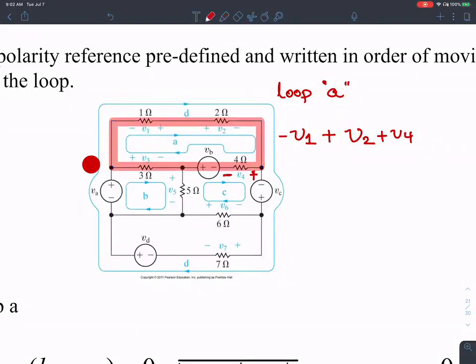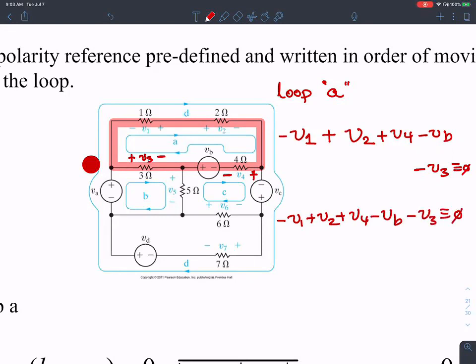What's the next element? The next element is a voltage source with the negative and positive sign. The negative comes first, so I'm going to do a negative VB. Then there is this one, negative positive V3, so negative V3, all of that equals 0. So around loop A, negative V1 plus V2 plus V4 minus VB minus V3 equals 0. That's the idea of Kirchhoff's voltage law. You add the voltage drops around a loop, and that should sum to 0.